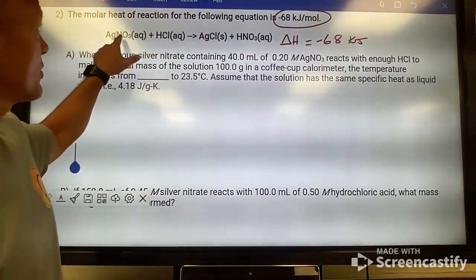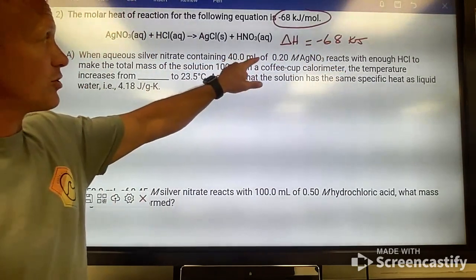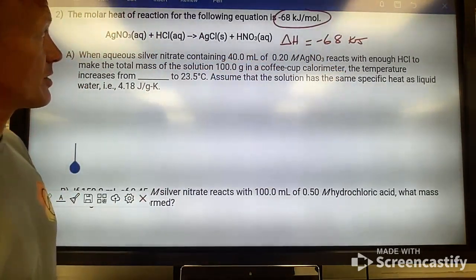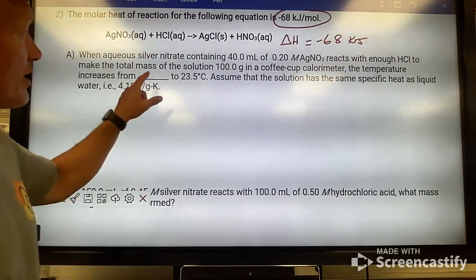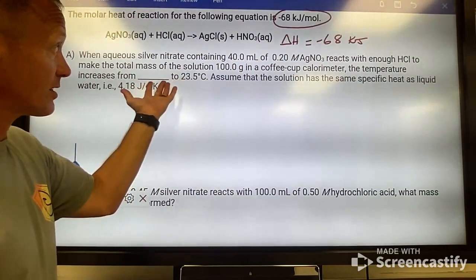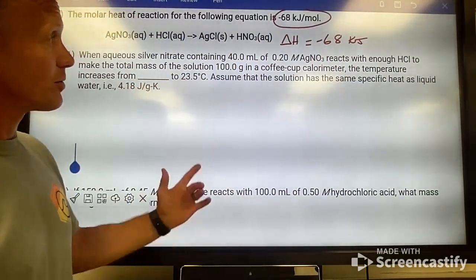When aqueous silver nitrate, containing 40 milliliters of 0.2 molar AgNO3, reacts with enough HCl to make the total mass of solution 100 grams in a coffee cup calorimeter, the temperature increases from blank to 23.5. So we're trying to figure out what that initial temperature was. It would be below this because it's saying it's increasing. And then it gives you the specific heat of the solution.